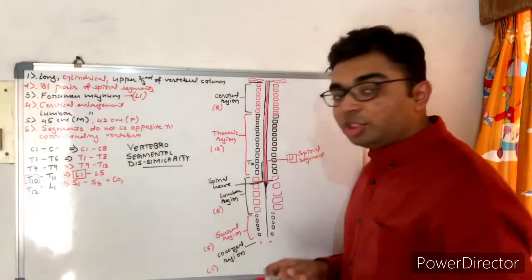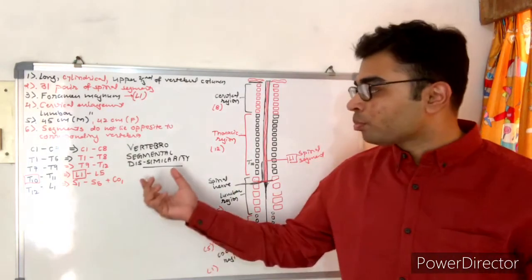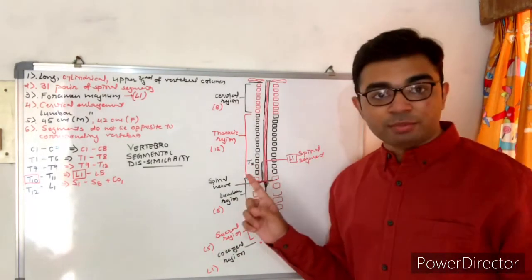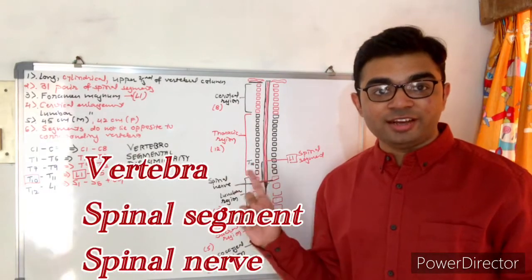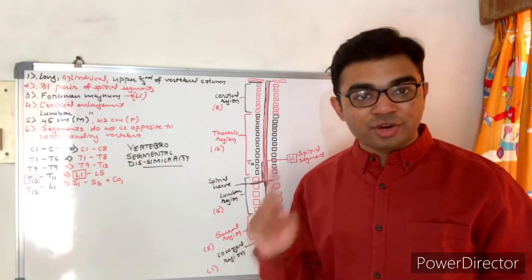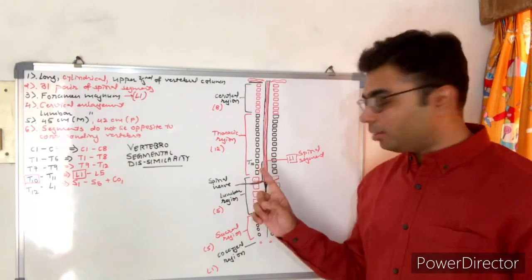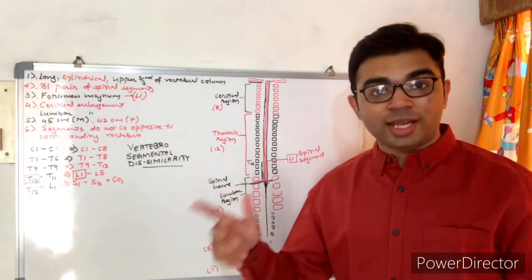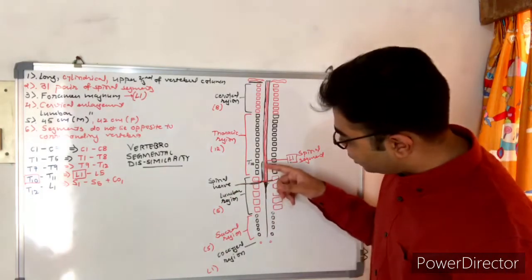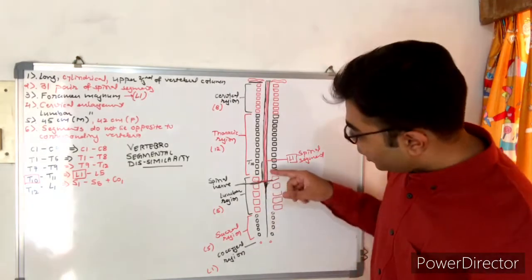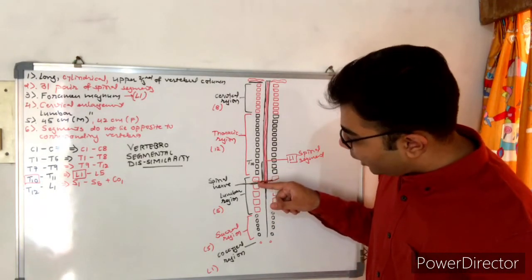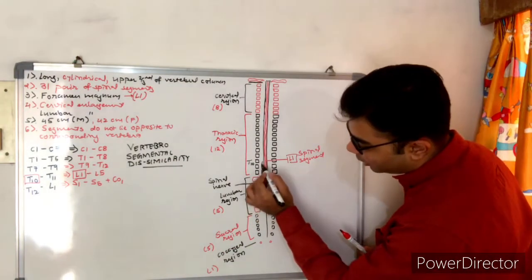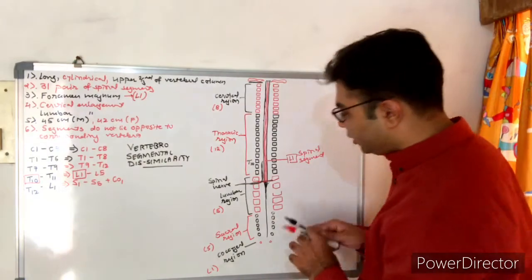I think there are three things we need to remember whenever we study vertebrosegmental dissimilarity. The first is to focus on the vertebra, the number and the region of the vertebra. Here I have taken the 10th thoracic vertebra. At the level of the 10th thoracic vertebra lies the first lumbar spinal segment, but the spinal nerve root comes out inferior to that, between the L1 and L2 vertebral level. So this vertical distance is formed at each and every level.